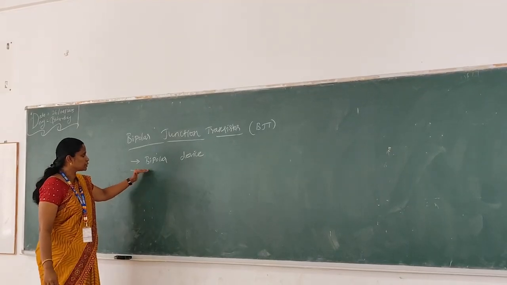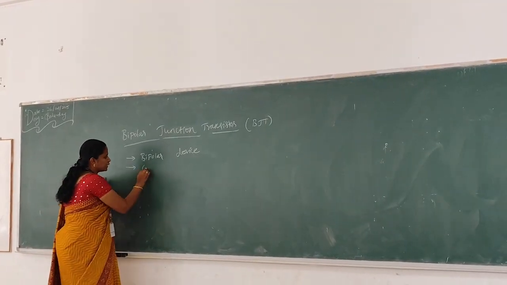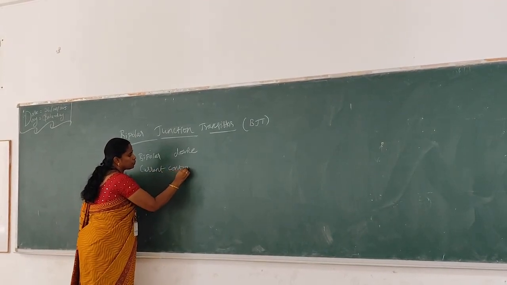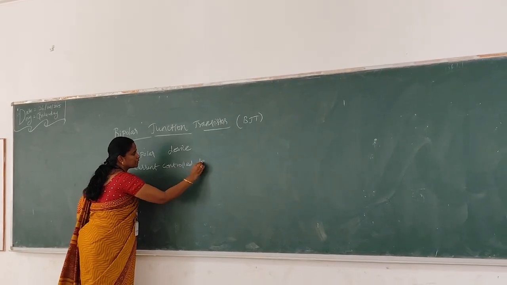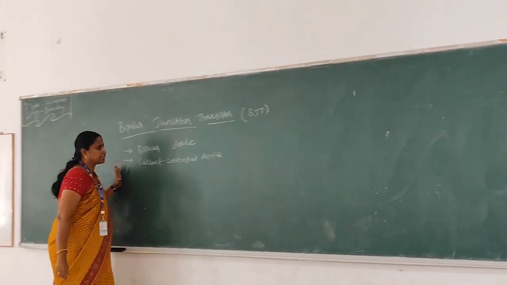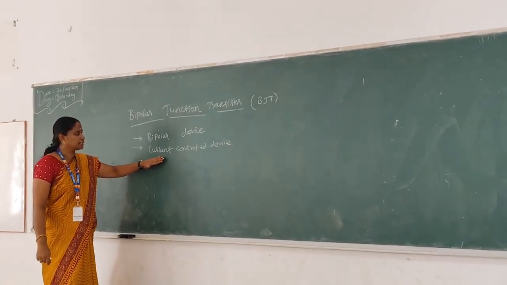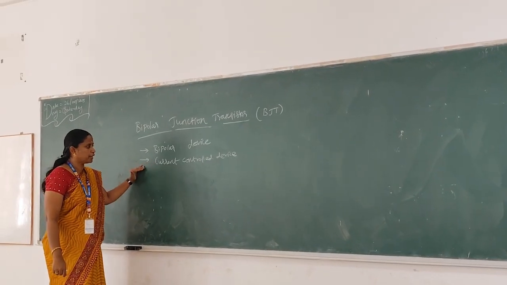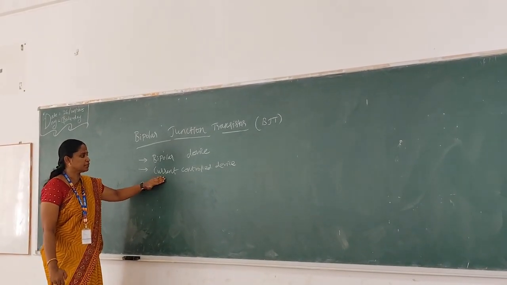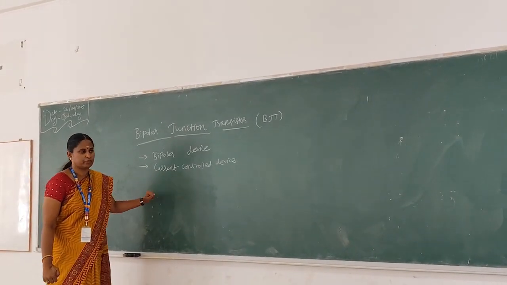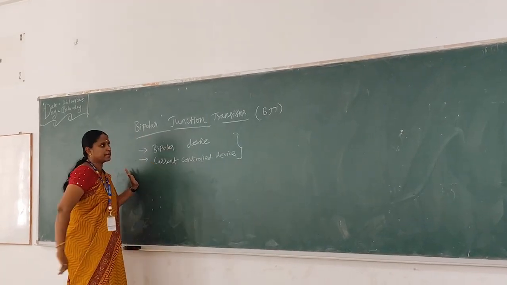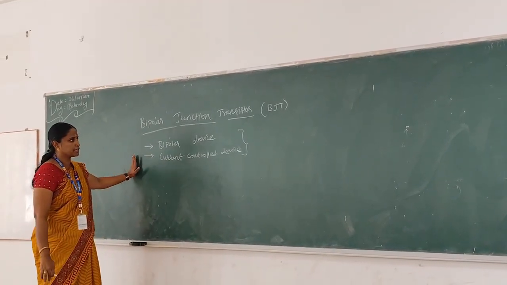And this device is also called a current controlled device, because the output current of this device is controlled by the input current. Hence, it is called a current controlled device. These two points are very important while studying the bipolar junction transistor.